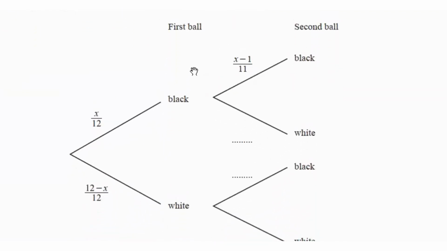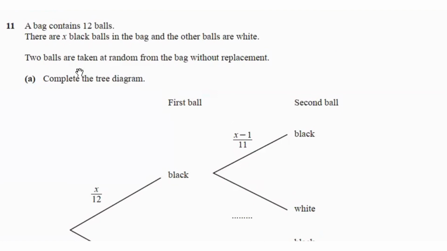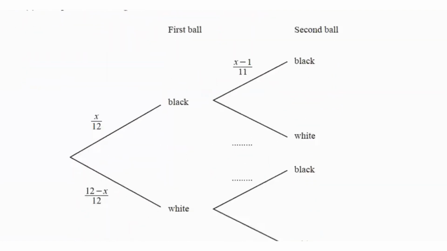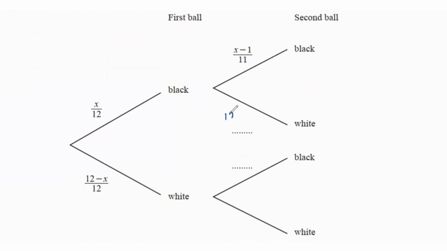So for the first ball, if we're taking a ball from the bag without replacement, it would just be (12 minus x) over 11. The reason it becomes (12 minus x) over 11 is because your number of white balls isn't changing, which is 12 minus x. However, your total number of balls is changing because we have taken one black ball from the total number of balls. So that's why this is this.